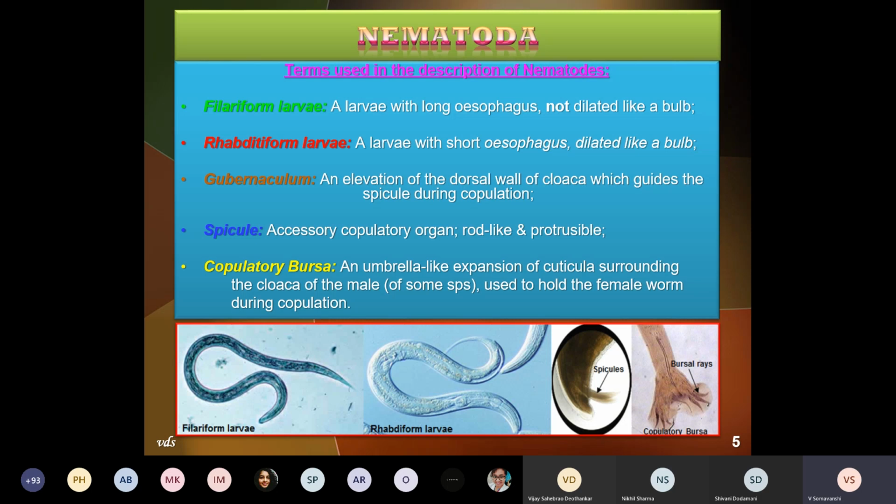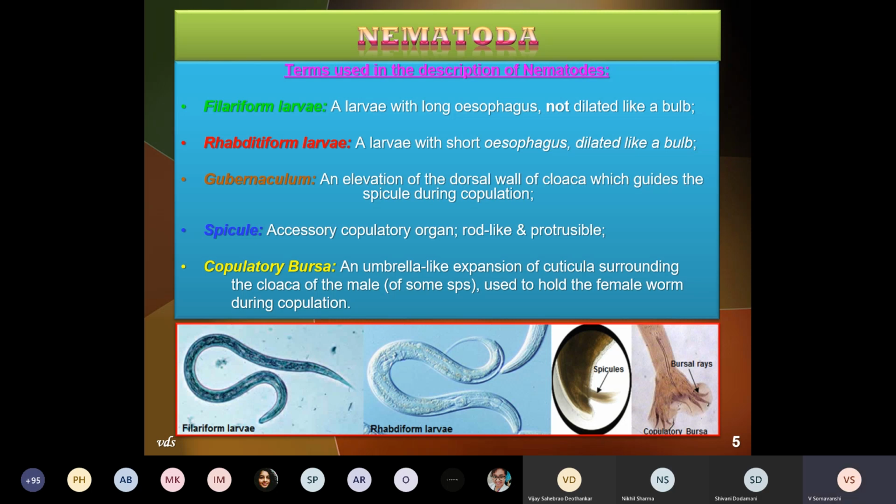Now, as this is the larval form which is hatched out from the egg, it is not infectious to any host unless it gets converted into the filariform larvae. And this conversion of rhabdiform larvae to filariform larvae occurs in the soil. Okay, that is very important for you to understand the infective form for human beings. It is the filariform larvae and never the rhabdiform larvae.